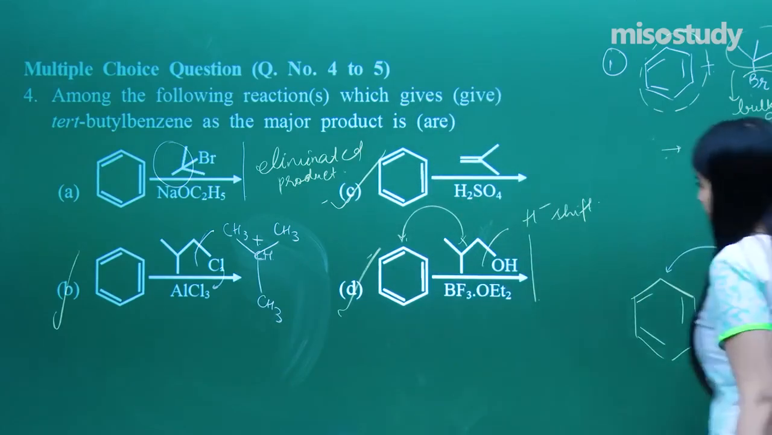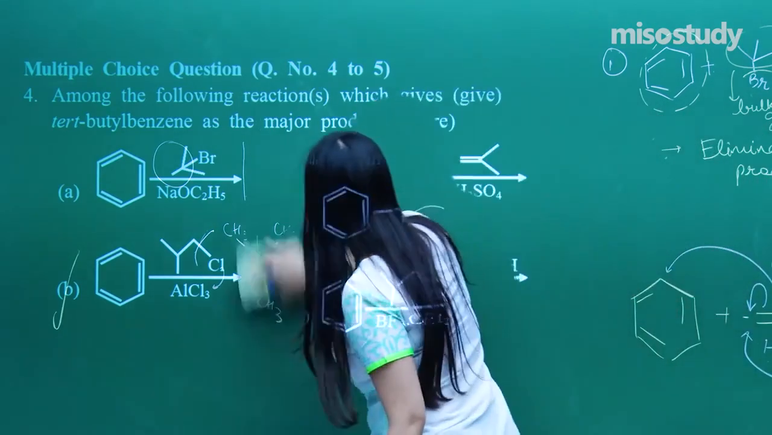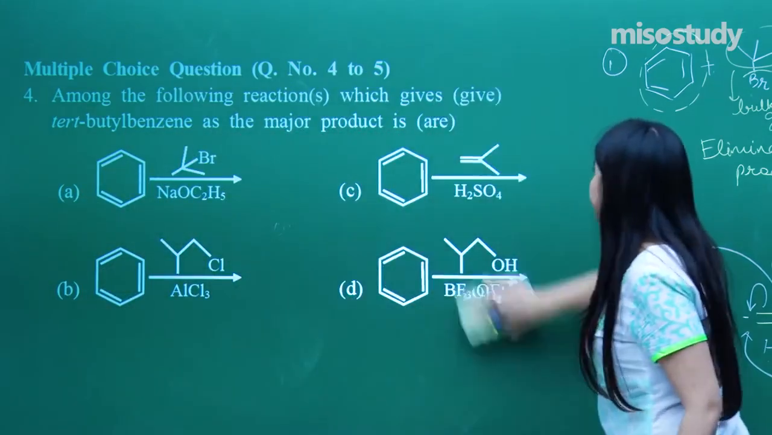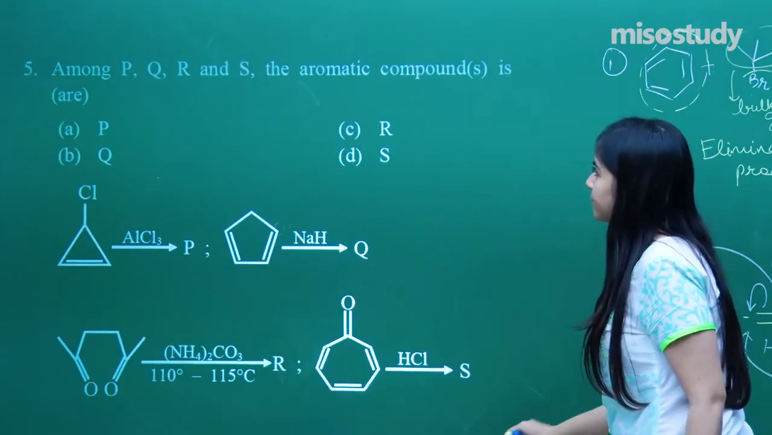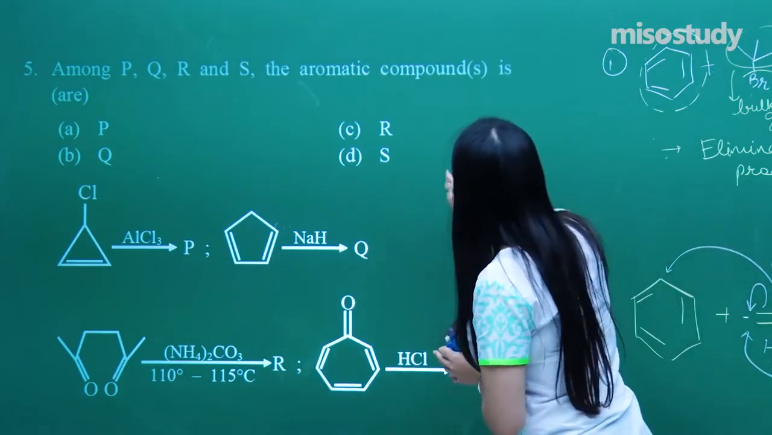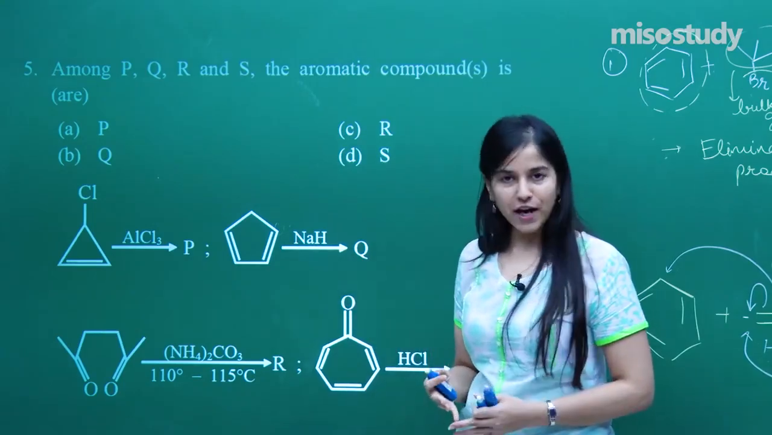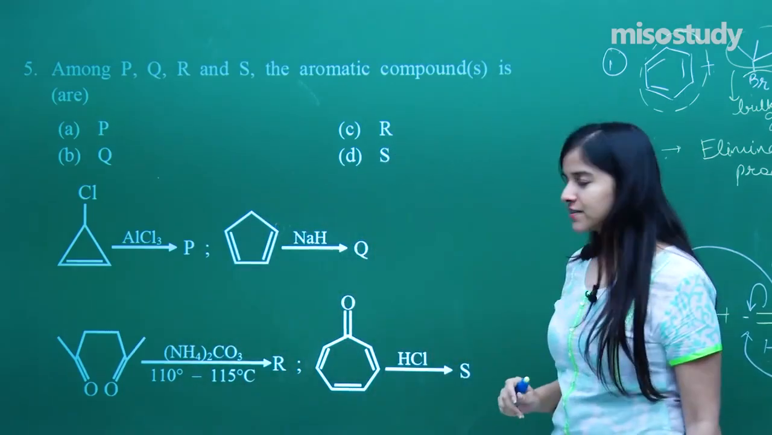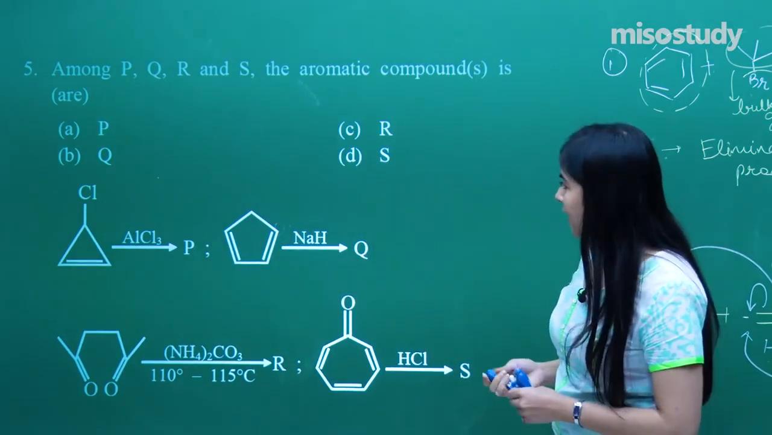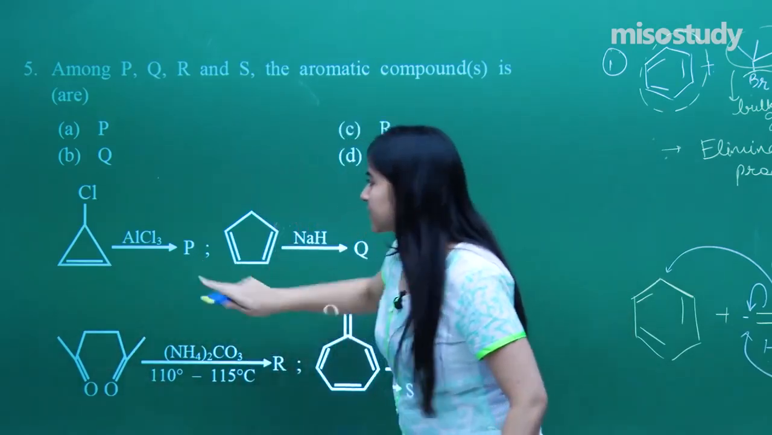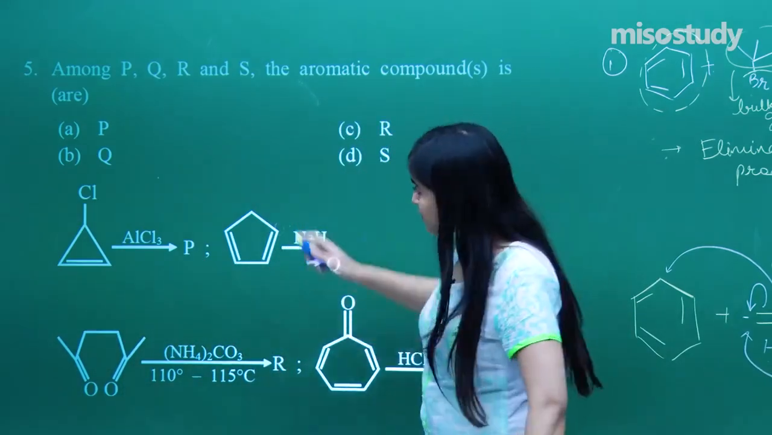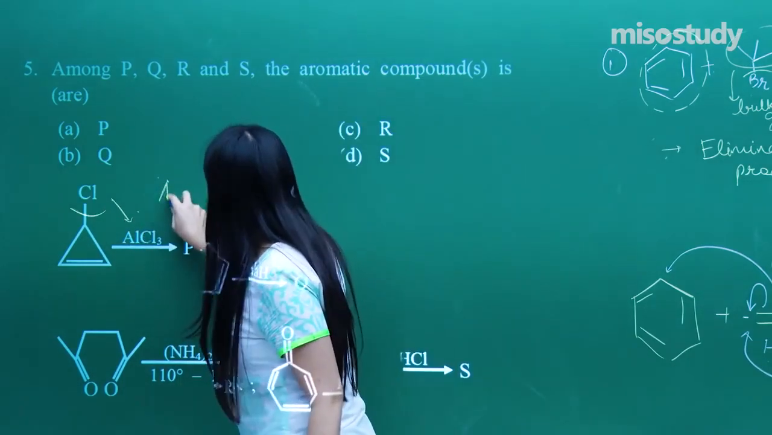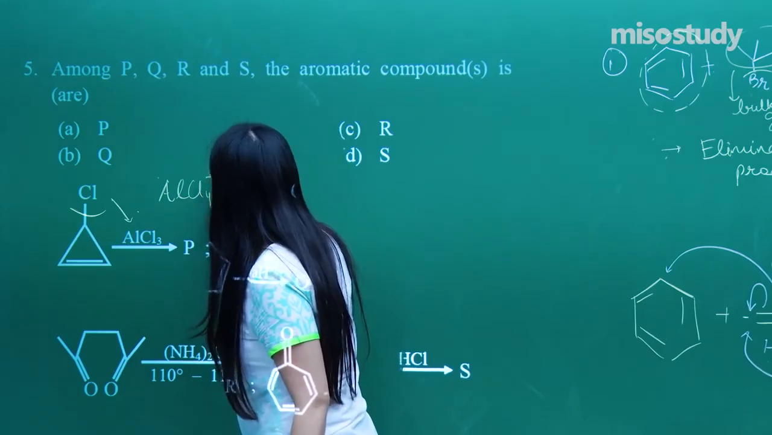What does the next question say? What do we have here? Among PQRS, the aromatic compounds, again we need to find out aromatic, but before finding out the aromatic, I need to perform these very reactions. So what will happen here? I have got one reaction as this, again it is a reaction with aluminium chloride, so the chlorine will go off, it will get attracted towards aluminium chloride, we get AlCl4 negative.